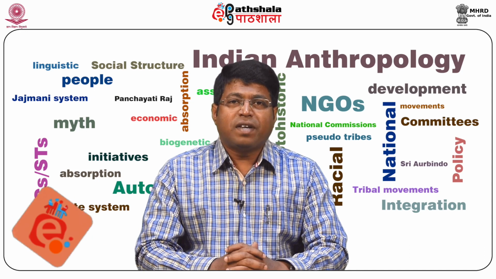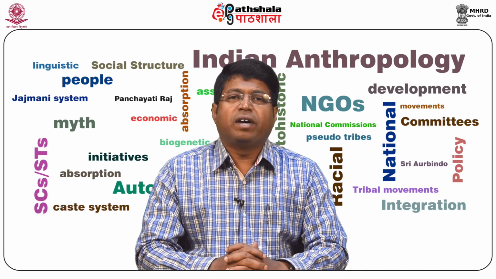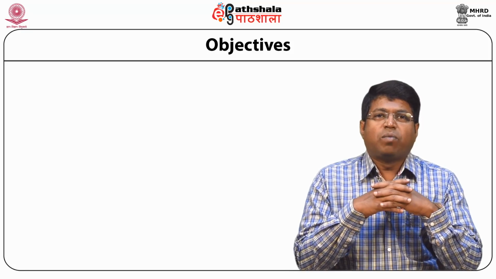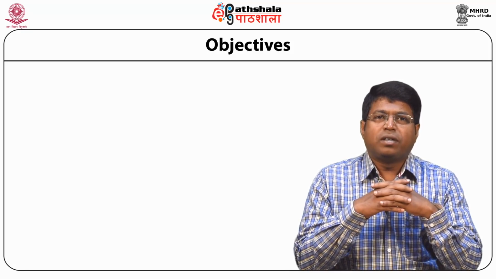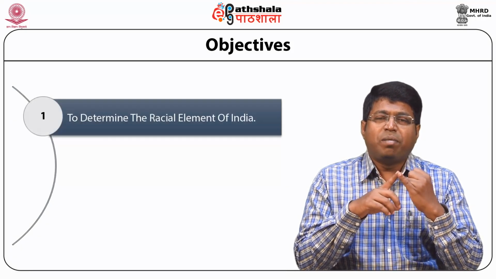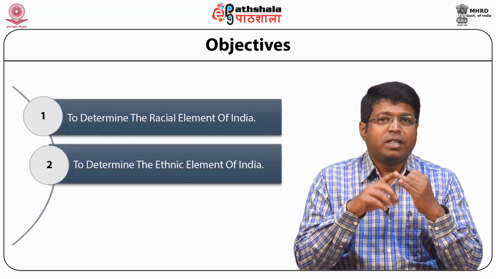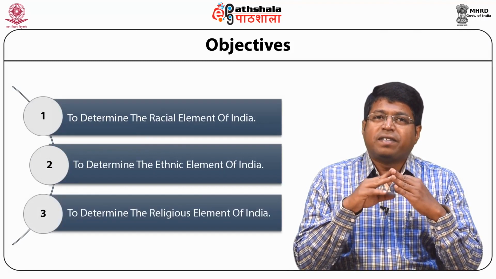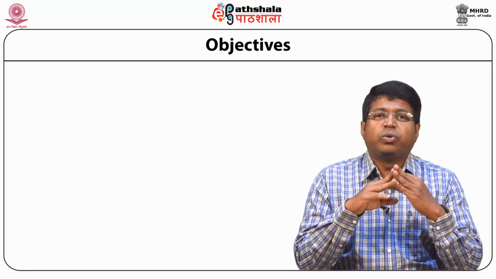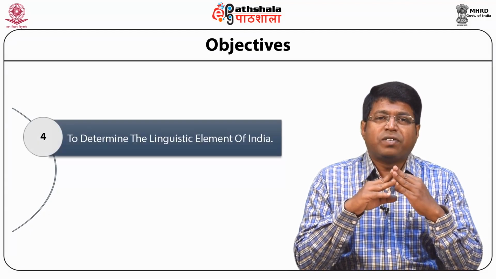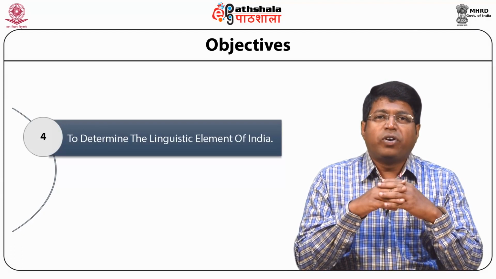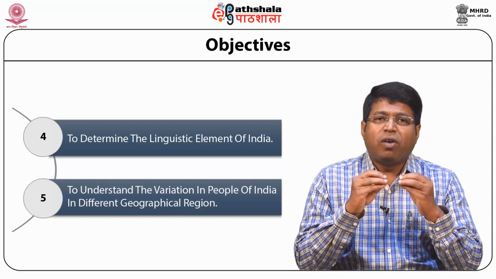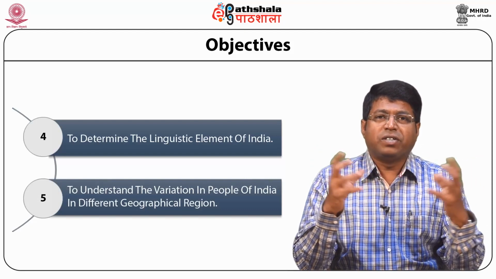Today we will discuss the module People of India from the paper Indian Anthropology. From this module, the learning outcomes are to determine the racial elements of India, the ethnic elements of India, the religious elements of India, and also the linguistic elements of India. Further, this module also aims to understand the variation in people of India in different geographical regions.